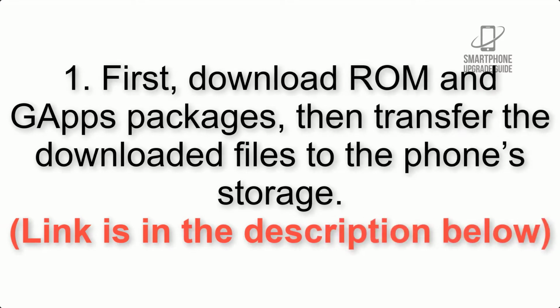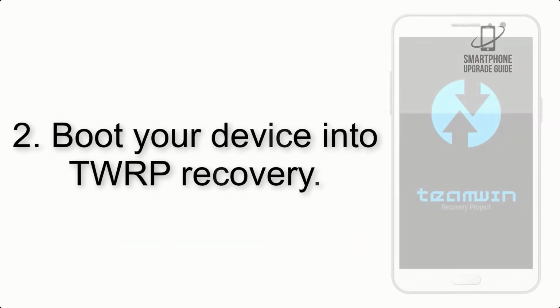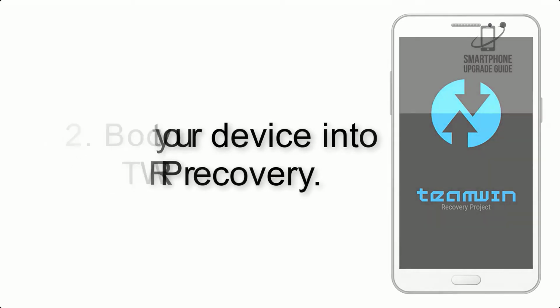Step 1: First download the ROM and GApps packages, then transfer the downloaded files to the phone storage. The link is in the description below. Step 2: Boot your device into TWRP recovery.